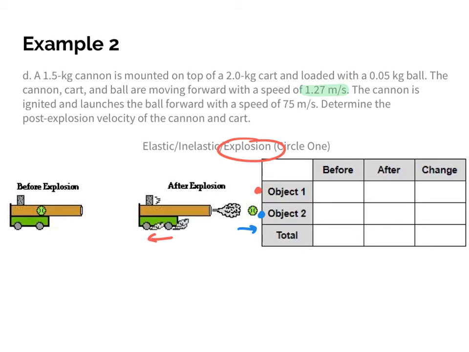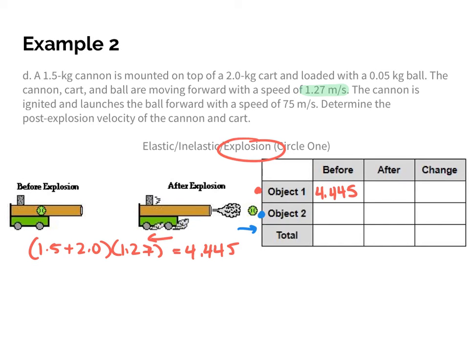So to solve for that, I'm going to take first the cart and the cannon. So that's going to be a total mass of 1.5 and 2.0. I'm going to multiply by that speed of 1.27. So notice here I'm just combining the masses because it's 2 objects moving together. So when I do that, I'm going to get 4.445.